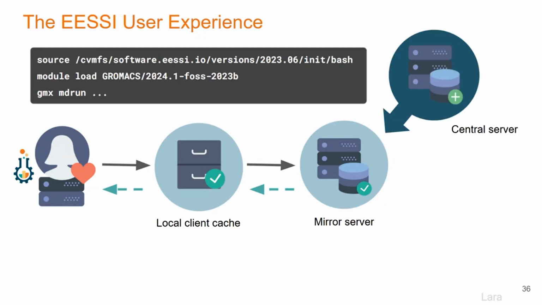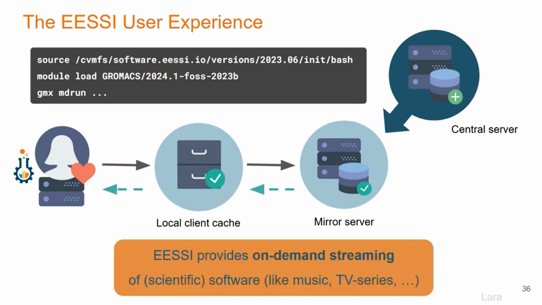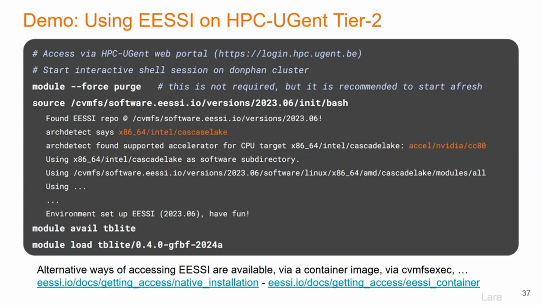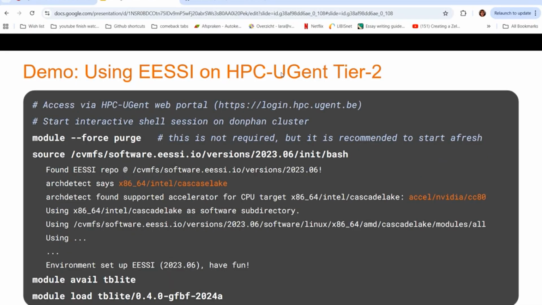And then we also have a central server on which we install the software, and this then feeds the different mirror servers we have throughout the world. So EESSI provides on-demand streaming of scientific software, like music or TV series. It's kind of a Netflix for software. So now I will do a quick demo on our UGent server.